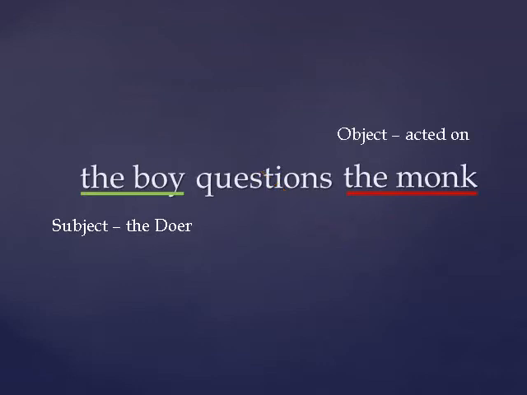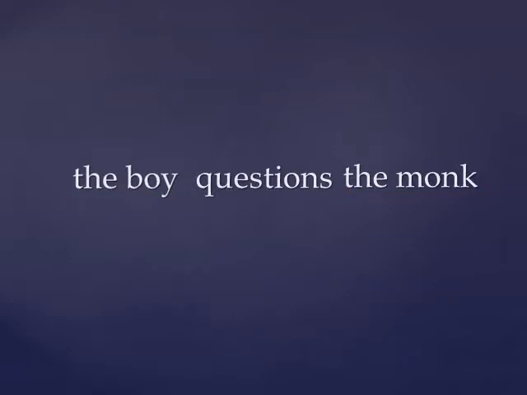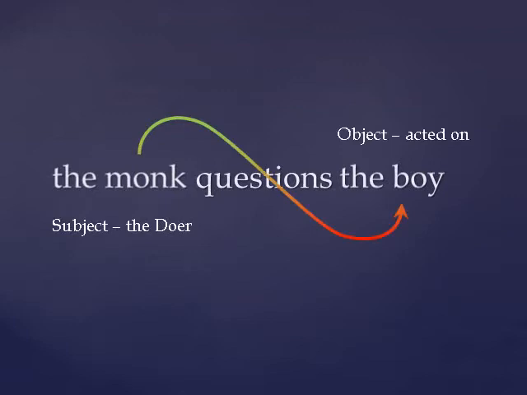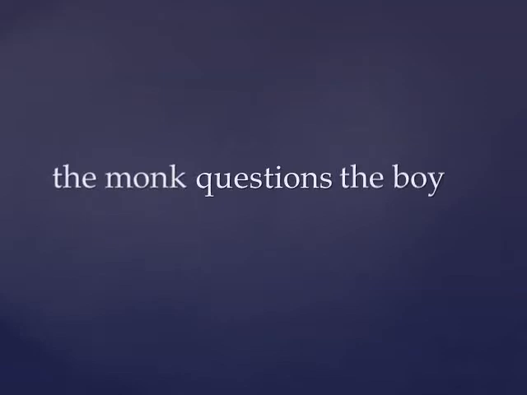In English, the subject and the object are defined simply by word order. For instance, if we reverse the sentence, it is now the monk who is the subject questioning the boy, the object. In English, there's no way of telling from looking at the noun itself whether it's playing the role of subject or object. Well, that's not quite true.